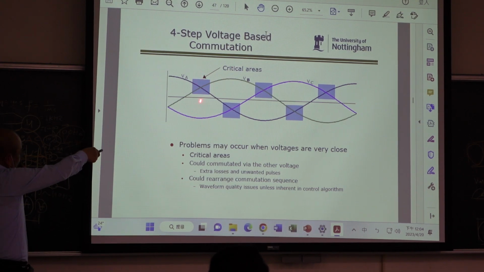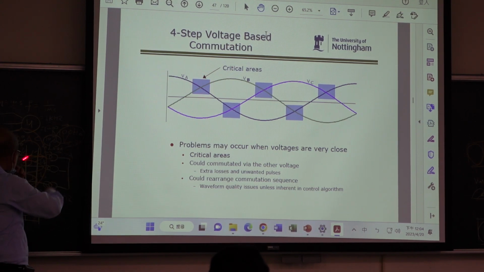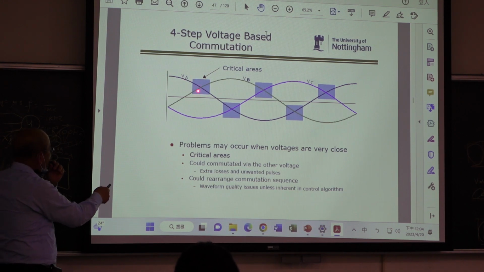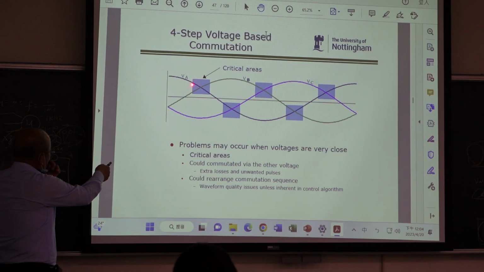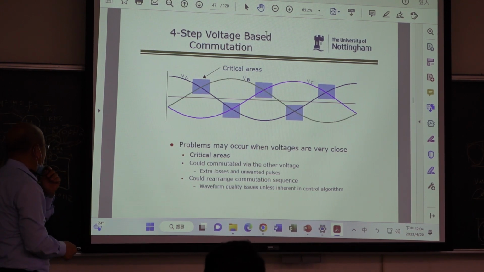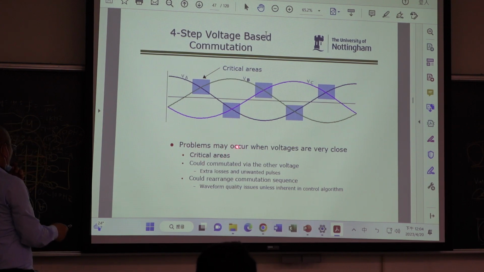We have touch here. But the voltage has some noise. So sometimes it can make a mistake. You could switch here or you could switch here. So we call this the critical areas. And sometimes you make a mistake. So problems may occur when the voltages are very close.